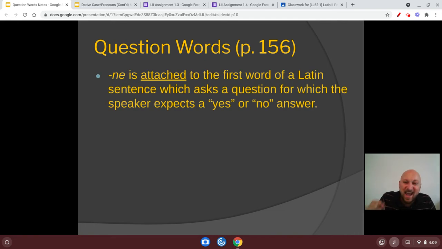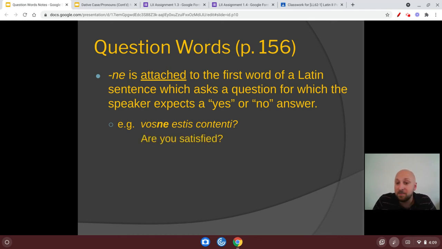So ne is attached to the first word of a Latin sentence, which asks a question for which the speaker expects a yes or no answer. So notice first off, you see it bold-faced here about the attachment. It's always going to be attached to the first word in the Latin sentence, no matter what the Latin sentence is. And so when you see vos ne estis contenti, it's as simple as a yes or no question. Are you satisfied? Yes, I am. No, I'm not. All right.